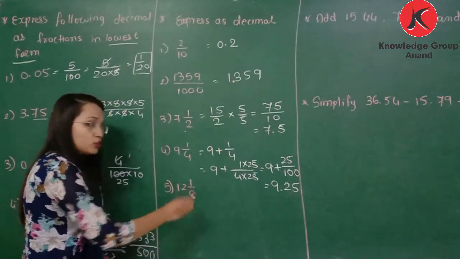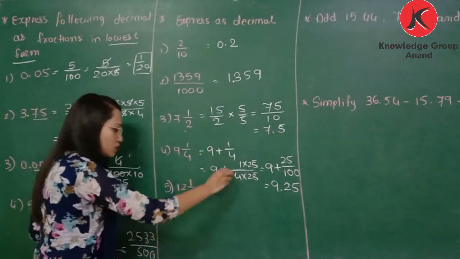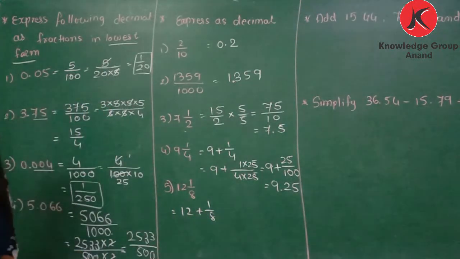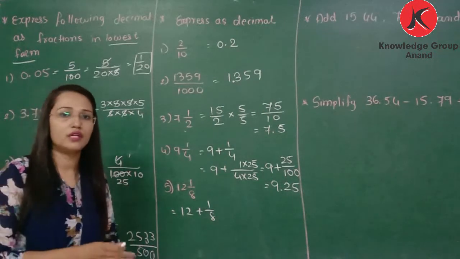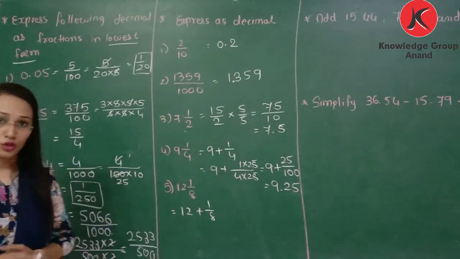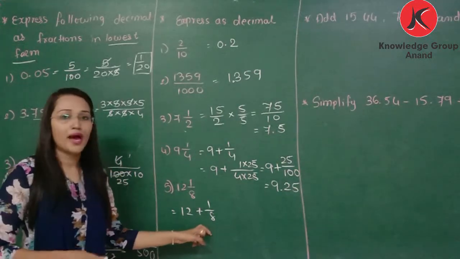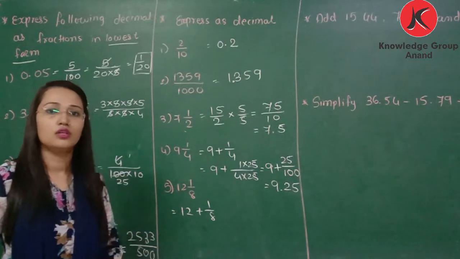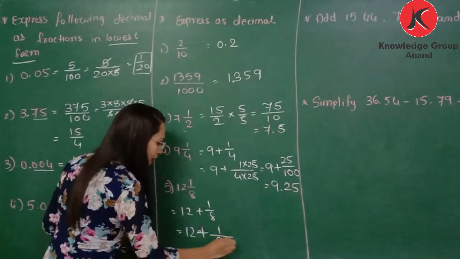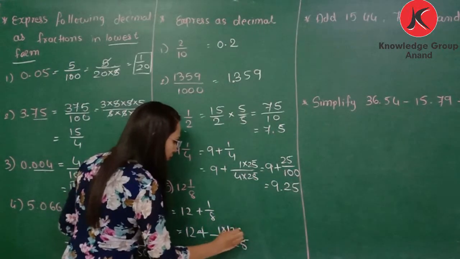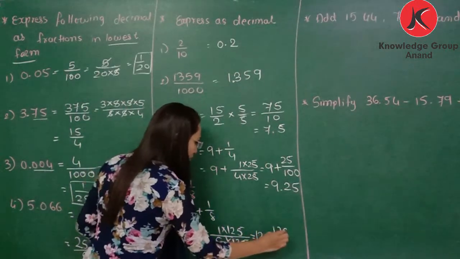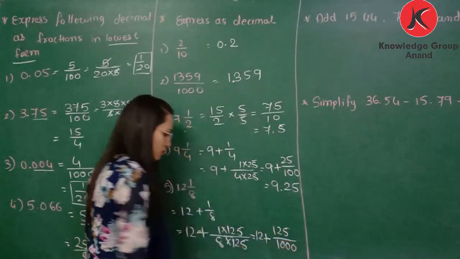Again we can convert it into an improper fraction or we can use this method, 12 plus 1 by 8. Now how can we make 8 a 10? Is it possible to have a 10 in the table of 8? No. Is it possible to have a 100 in the table of 8? No. But we can make 1000 by multiplying 8 by 125. So if we multiply 1 by 8 with 125, we will get 1000. So here we have 12 plus 125 divided by 1000.